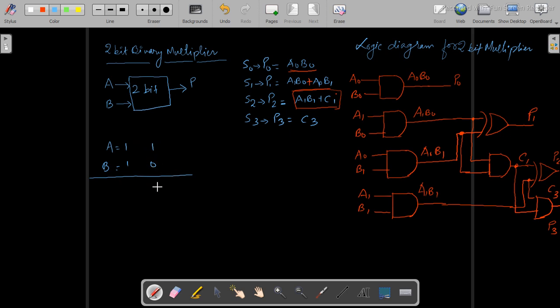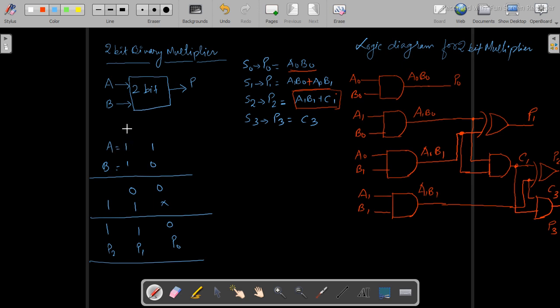0 multiplied by 1 will be 0, 0 multiplied by 1 will be 0. Putting the cross, 1 multiplied by 1 will be 1, 1 multiplied by 1 will be 1. After adding this, we'll get 0, 1, 1. That 0 is termed as P0, P1, P2. Let's implement this logic in this diagram.